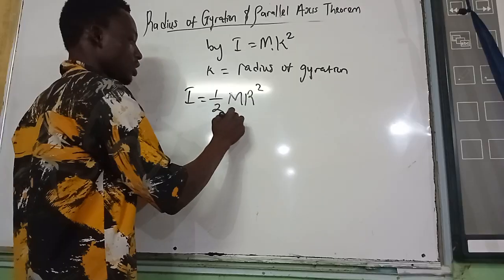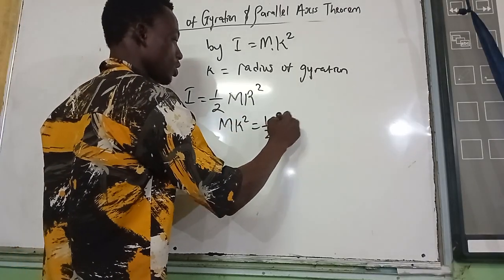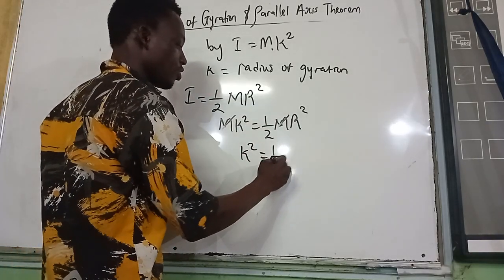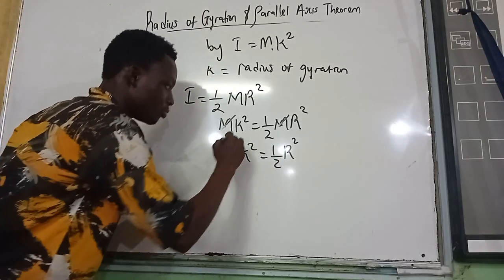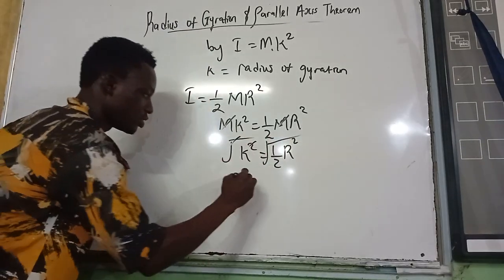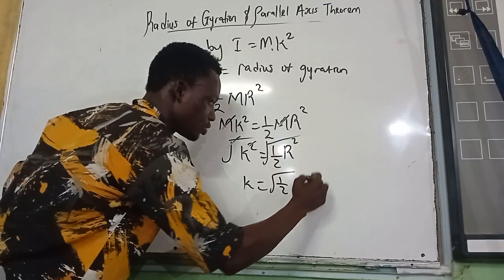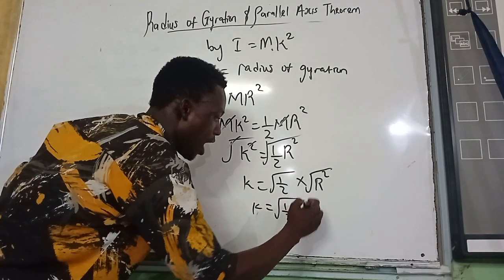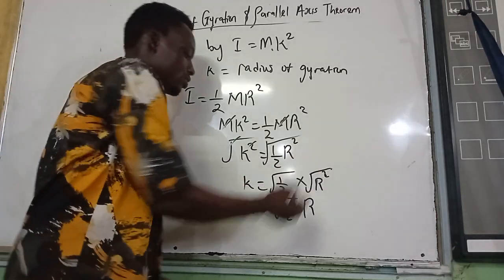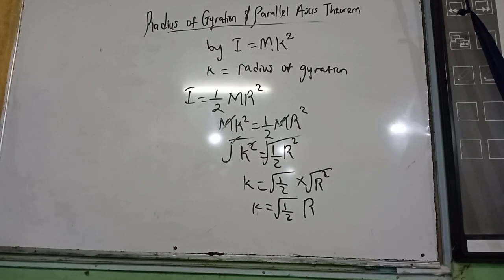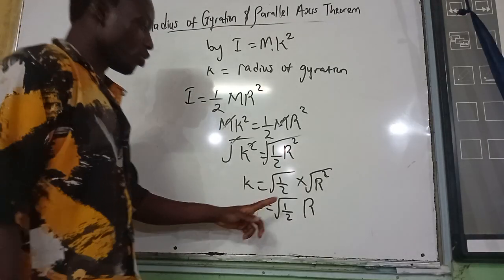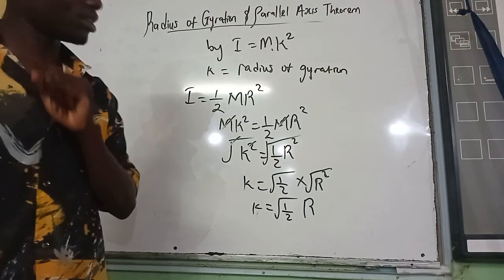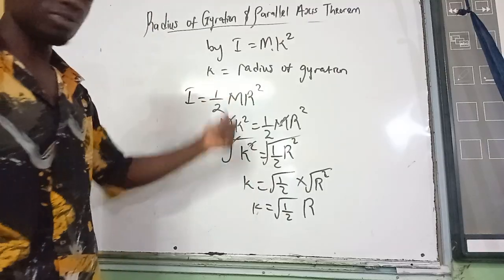So let's equate the two together. Mk squared equals 1 over 2 Mr squared. Since there is M on both sides, they can cancel out. So you have k squared equals 1 over 2 r squared. Take the root of both sides. The square cancels the root, and we have k equals root 1 over 2 times r. This r is not inside the root. So k equals root 1 over 2 r, and k is the radius of gyration of this uniform circular disc.